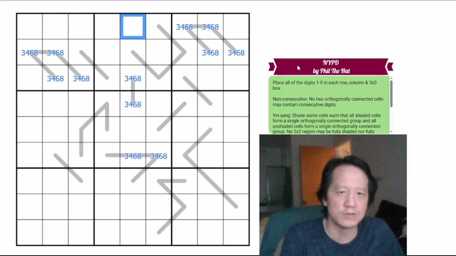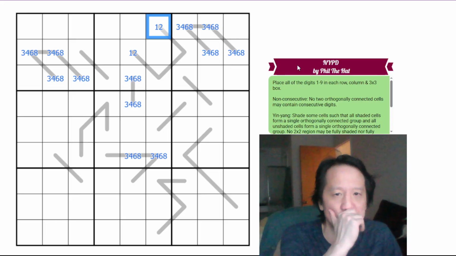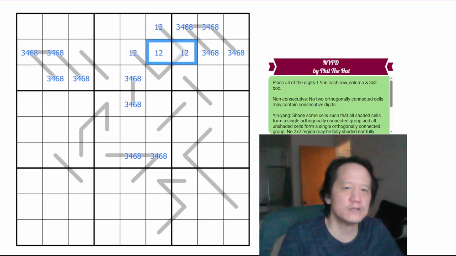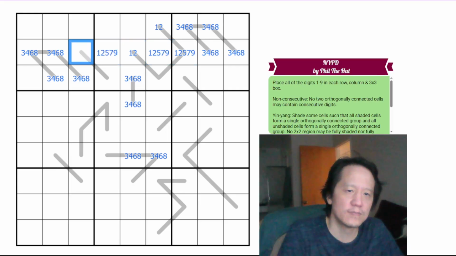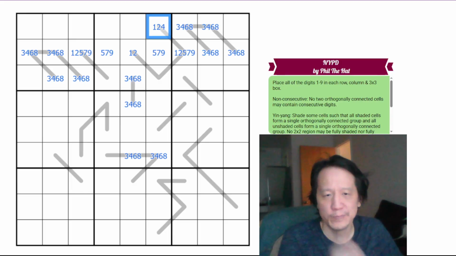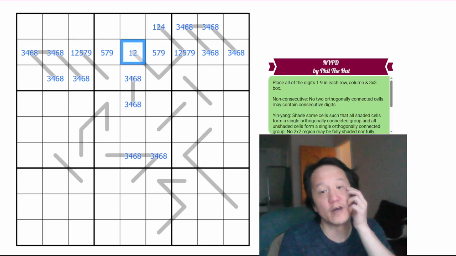The other ones don't. So this is 1 or 2. This is 1 or 2 because one must be double the other. That leaves this as 1, 2, 5, 7, 9. But these can't be 1 or 2 because of the 1, 2 pair. Right, this can't, well... This can't be, this is 1 or 2. This has to be 1, 2, or 4. To be double of that.